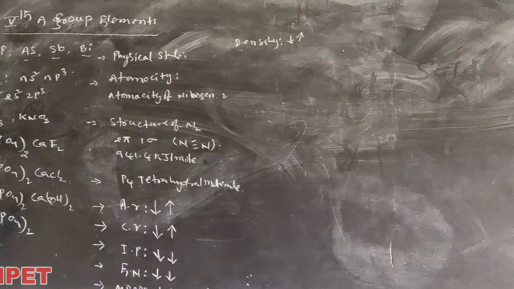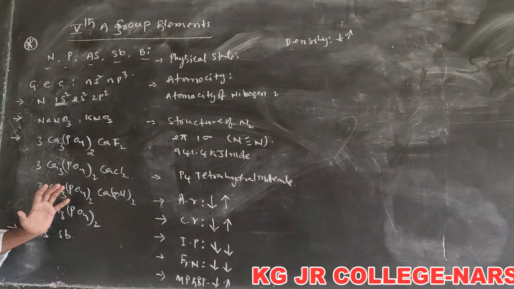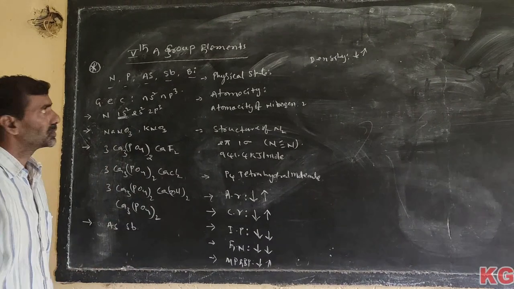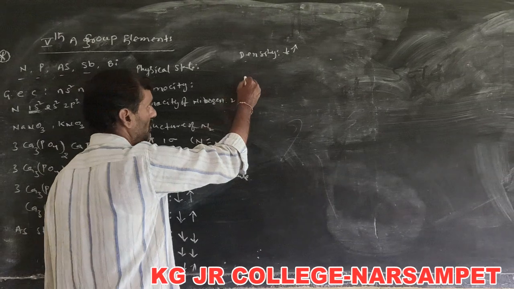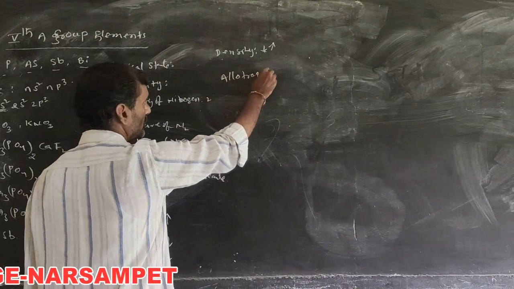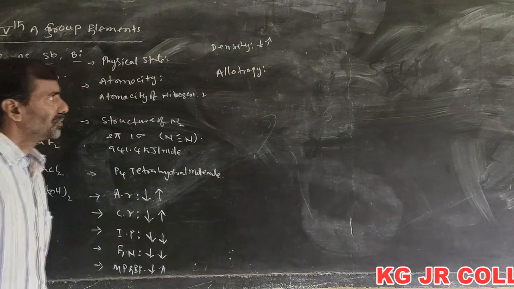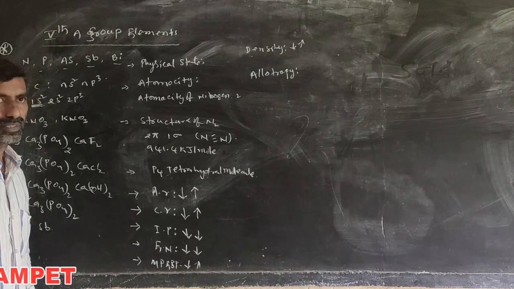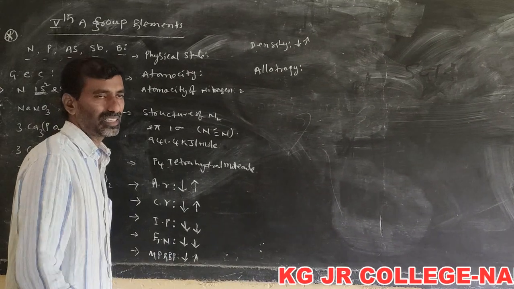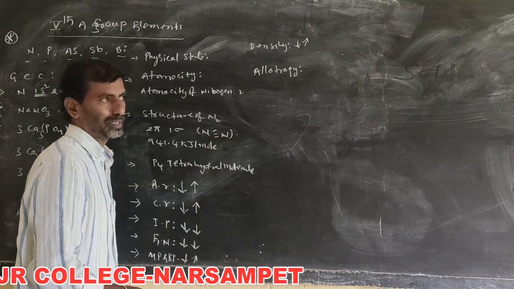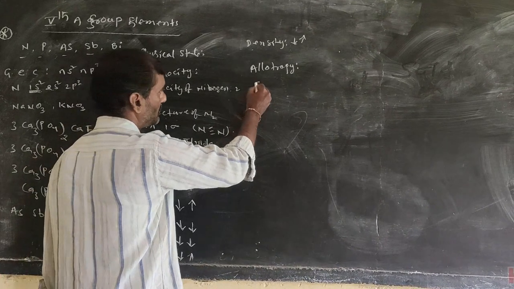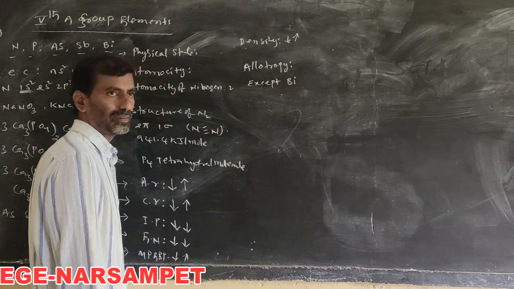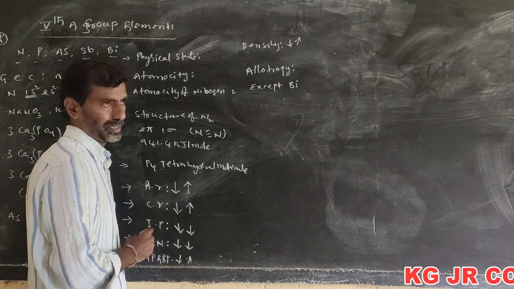This is about the previous class, outlines of the previous class about fifth group of elements. Today we discuss allotropy. The property of an element to exist in two or more forms having the same chemical properties but different physical properties is called allotropy. Except bismuth, all remaining elements exhibit allotropy.